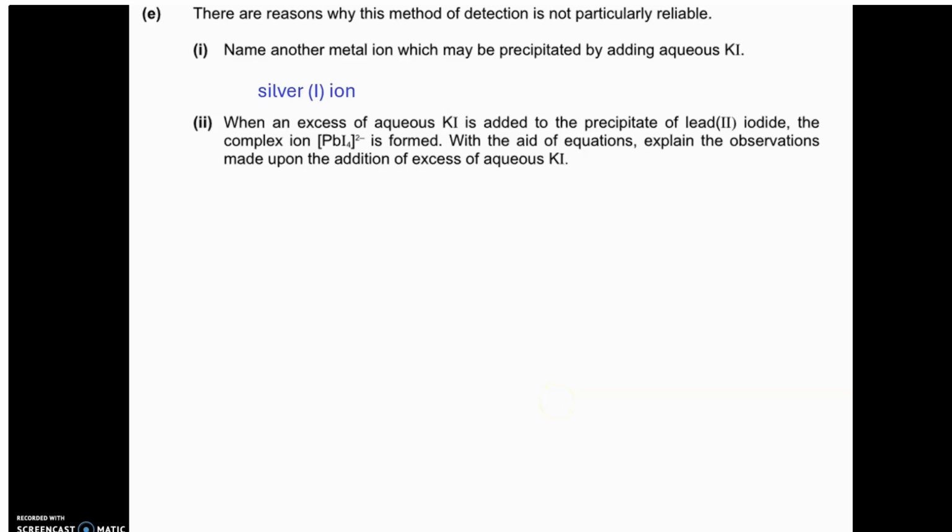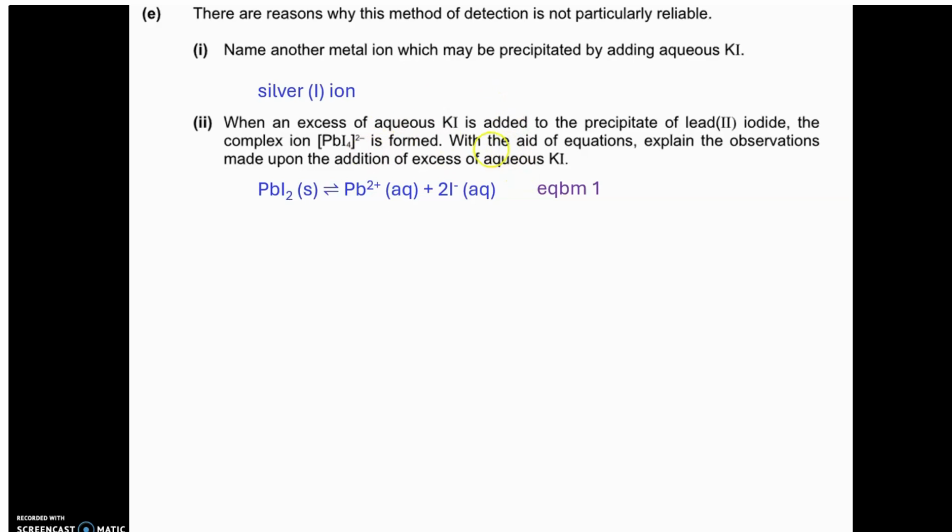Next, we are going to look at 7e part 2. When excess aqueous KI is added to the precipitate, the complex ion PbI4 2- is formed. So explain the observations made when we add excess aqueous KI. Firstly, we already know that PbI2 is a sparingly soluble salt. It dissociates in water to give you Pb2+ ions and I- ions. And for the purposes of this question, we are going to call this equilibrium 1.